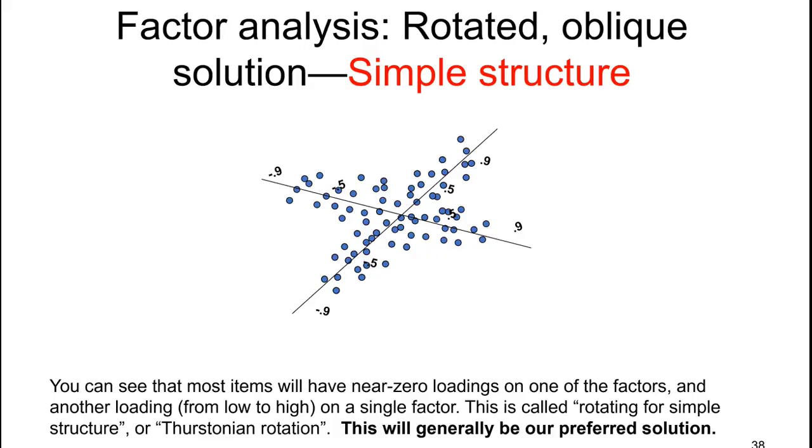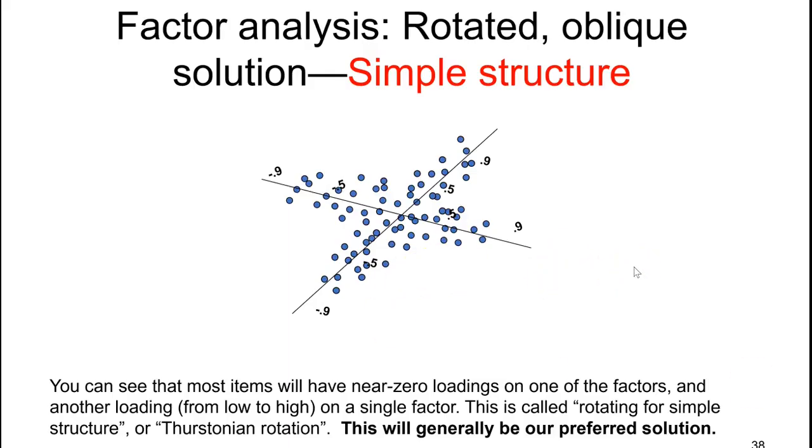Sometimes that's called a Thurstonian rotation, right? Rotating until we achieve simple structure, because Thurstone was the one who pioneered this idea. And you will see that it's almost always more interpretable. You want your final factor solution, again, to rest on your decisions about interpretability, but generally this oblique rotated solution will be your preferred solution, and it will be that one which maximizes simple structure.